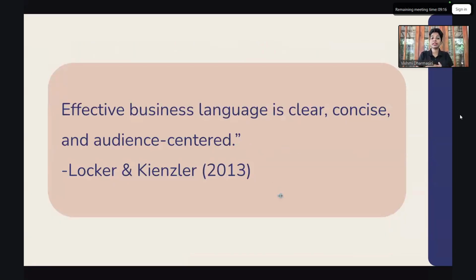So, effective business language. This is a quote by Locker and Kienzler, who said in 2013 that effective business language is clear, concise, and audience centered. Clear, concise, you probably understand already, right?